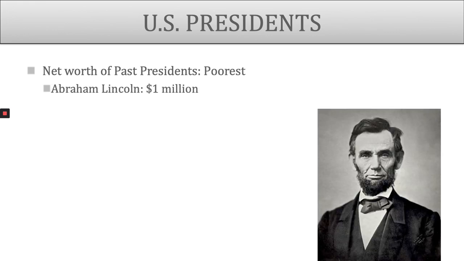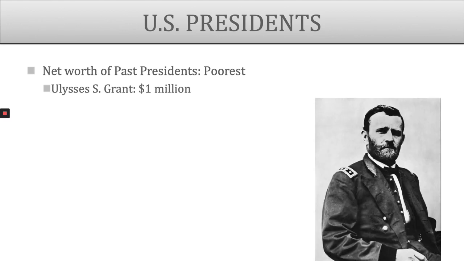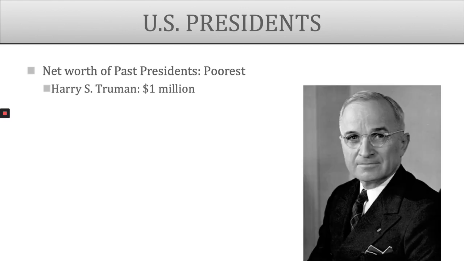So these are the poorest presidents. Abraham Lincoln had a net worth of, if we adjust it for inflation, $1 million. Ulysses S. Grant, again adjusted for inflation, was one of the poorest presidents. He had a net worth of $1 million. And then Harry S. Truman had a net worth of, again, $1 million, right? So these are our poorest presidents.